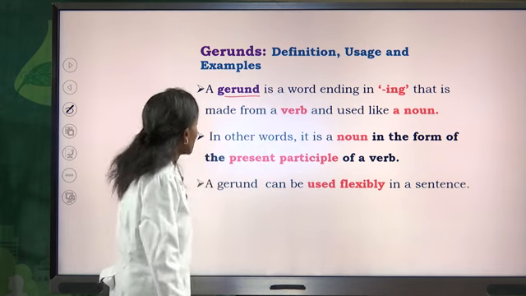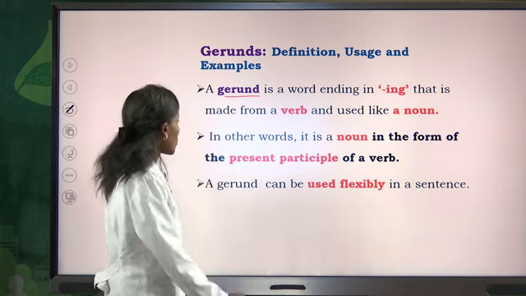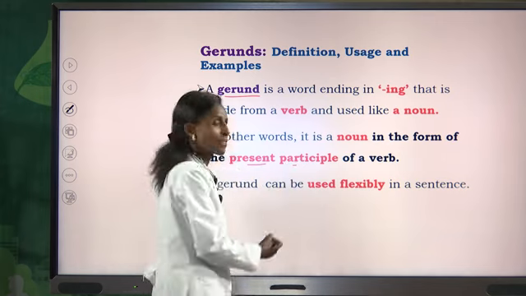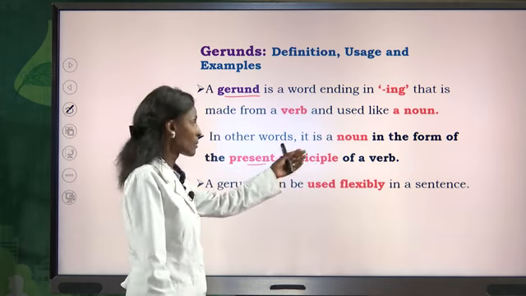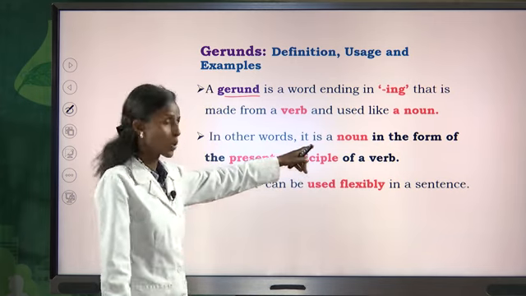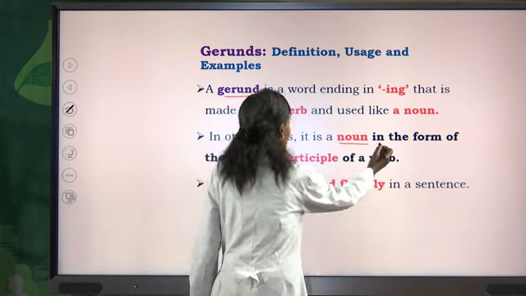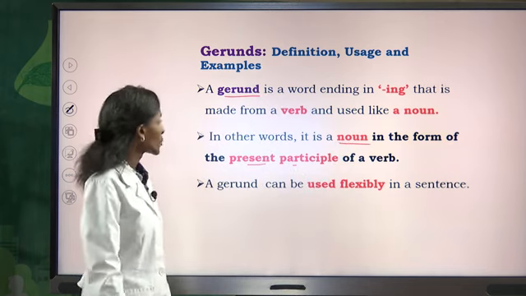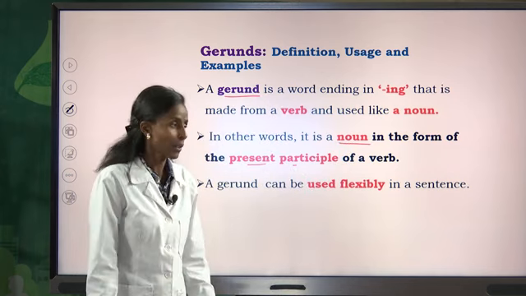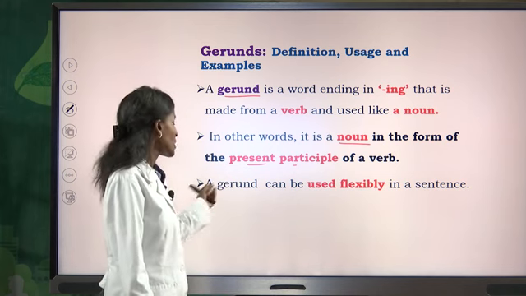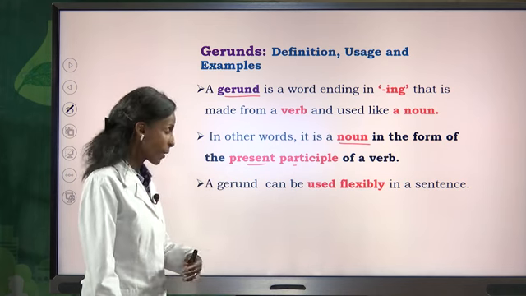Here, in other words, it's a noun in the form of what? Present participle, you see? That's what I have said. Verb, present participle, verb plus ing, when used as what? Noun. This is the most important point that we need to know about gerund, which is different from that of the present participle, okay? Which is not used as a gerund, that means, a noun.